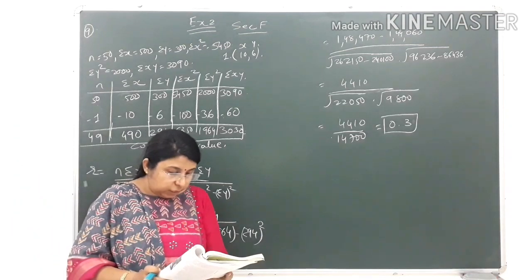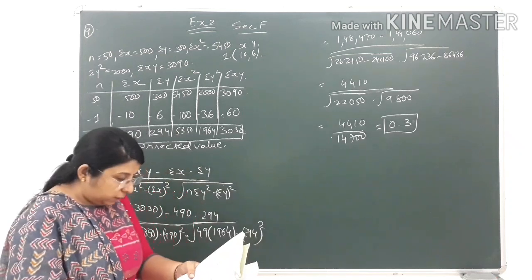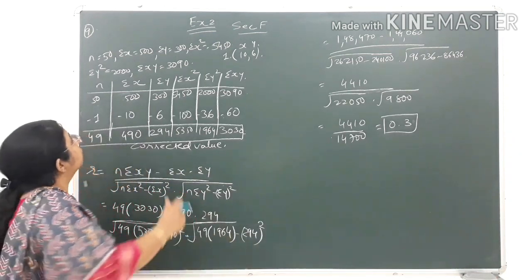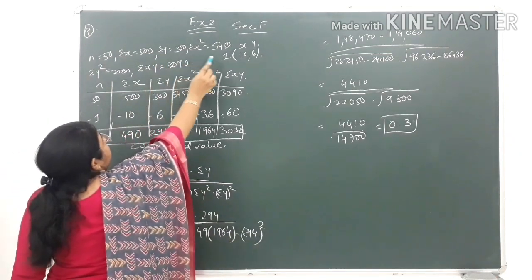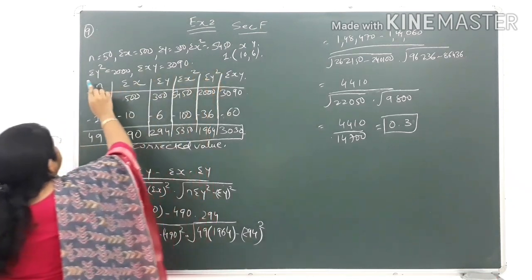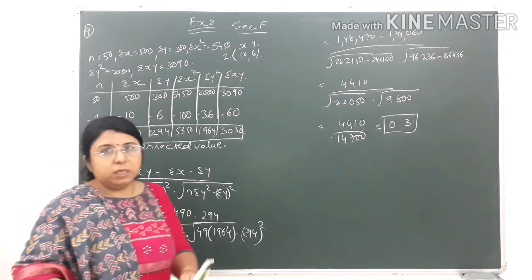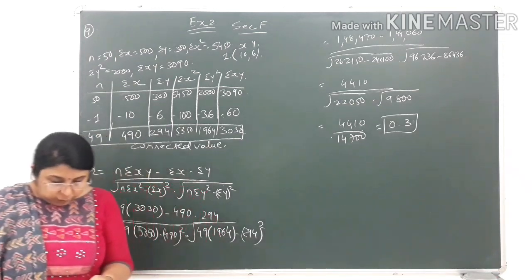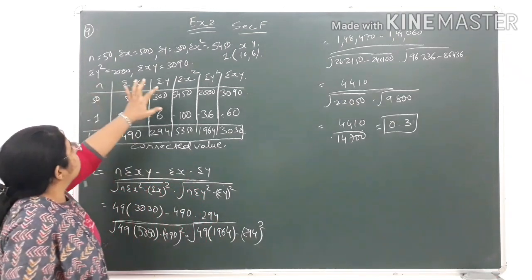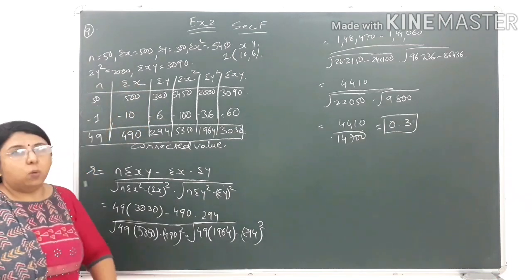Here the data is given, that is n is equal to 50, sigma x is equal to 500, sigma y is equal to 300, sigma x square that is 5450, sigma y square that is 2000, and sigma xy that is 3090. These many data have been given to you. Later on, by seeing the data, you can easily understand which formula has to be applied over here.